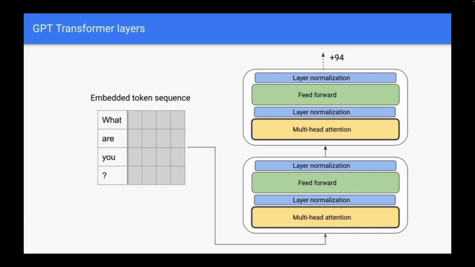Okay, so let's zoom in a little bit. What happens when you take an embedded sequence and pass it into this transformer layer? In this example, I have my query, and each token is in a row of the input. Here I'm using the row to stand in for the embedding vector. I have four cells here, but really there's 12,000. So just think of that as being a lot bigger.